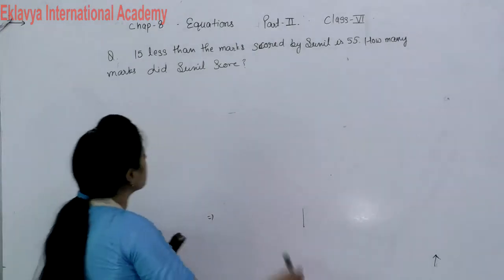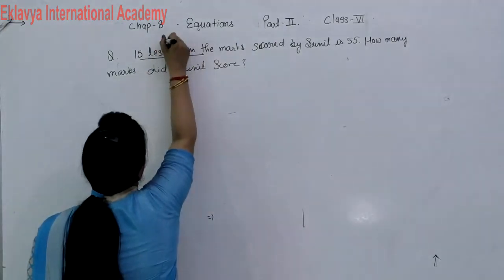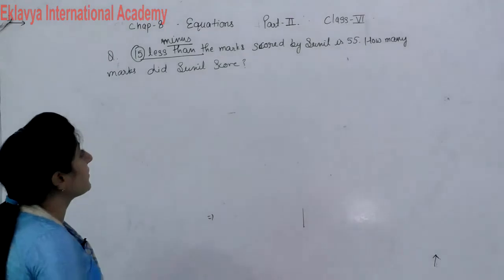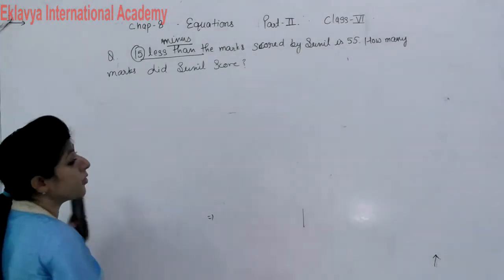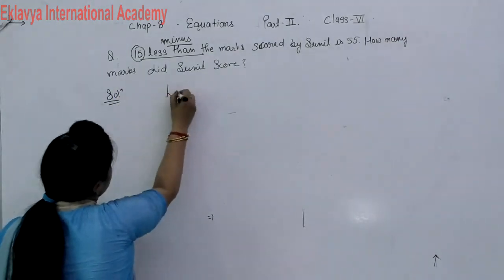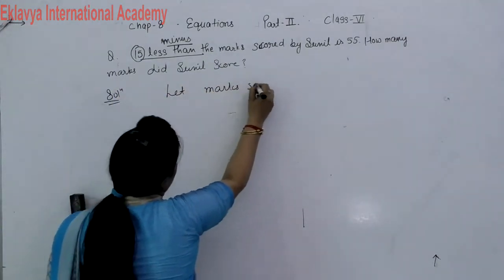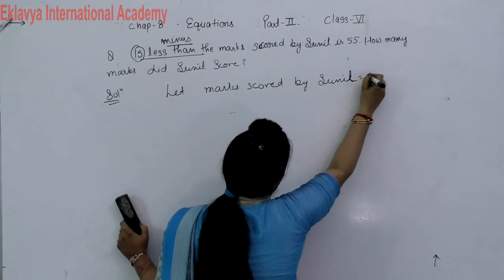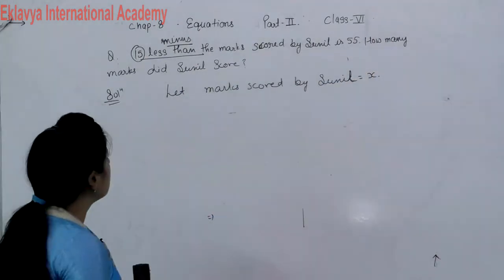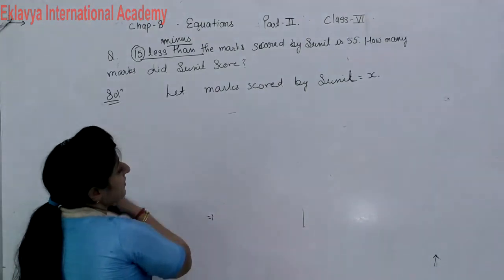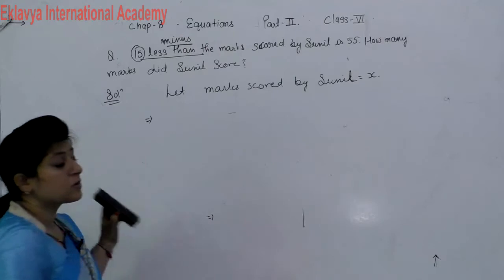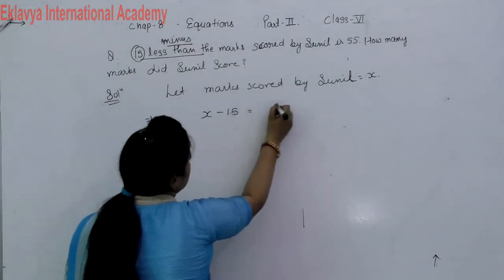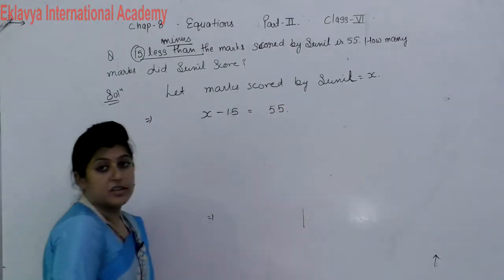The words "less than" are used for what? Less than means minus, meaning from whatever the result is, subtract 15. 15 less than the marks scored by Sunil. We don't know it, so we write: let the marks scored by Sunil be x. 15 less than the marks scored by Sunil is 55. It means if from the score Sunil made we subtract 15, then the score left will be 55. Now solve it.